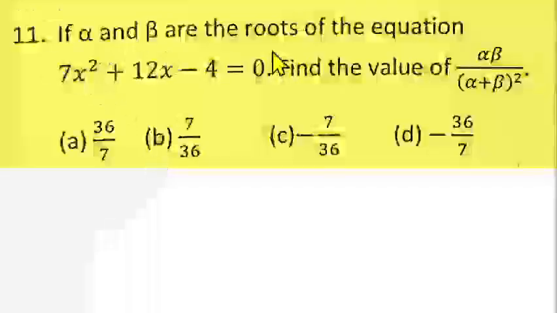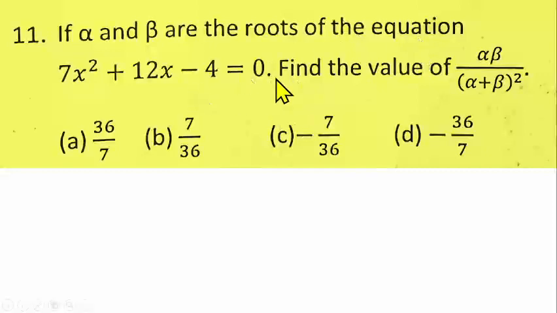Question number 11 is from the sum and root of quadratic equation. If alpha and beta are the roots of the equation 7x squared plus 11x minus 4 equals 0, find the value of alpha beta over alpha plus beta squared.